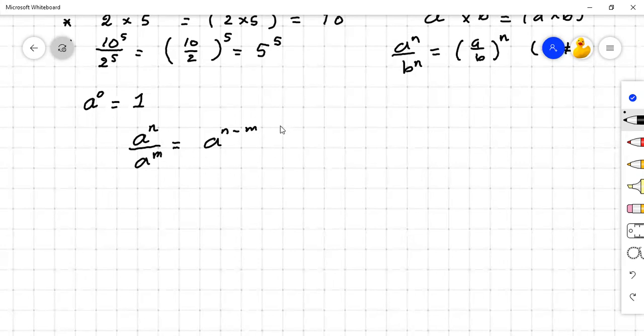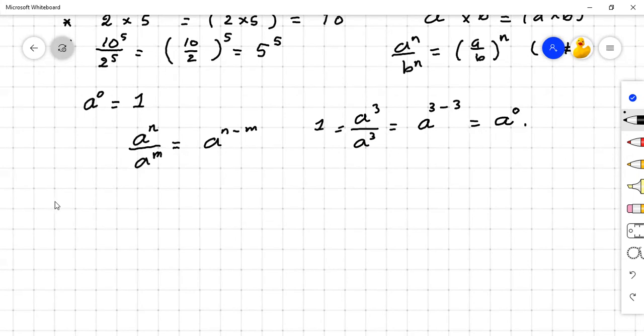So if we take, for example, a power 3 over a power 3, and if we want to use this formula, it is a exponent 3 minus 3, which is equal to a exponent 0. And of course, we all know that a exponent 3 over a exponent 3 is the same as 1. So 1 equals a exponent 0. And this is the proof of the property a power 0 equals 1.